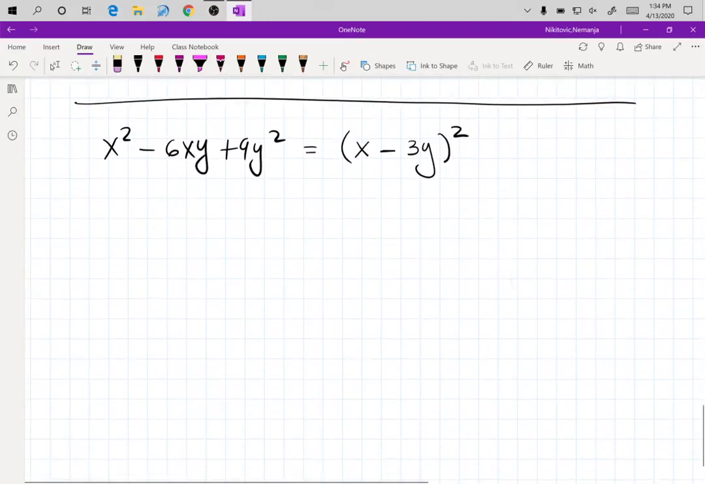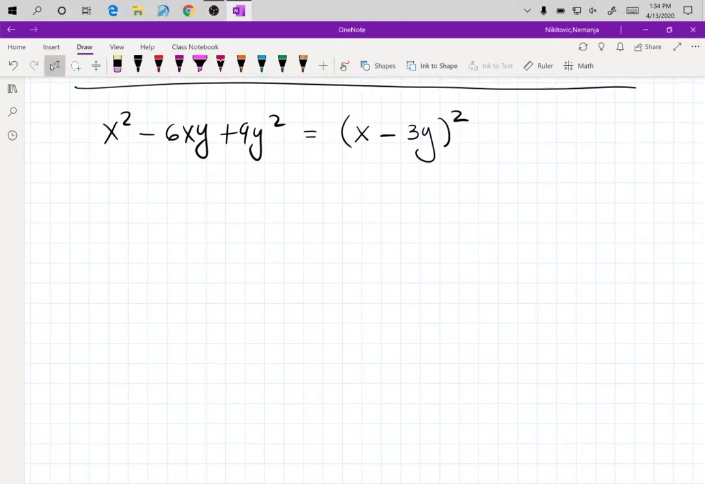Alright, cool. So, check the middle term, and what do we get? You just multiply these guys, so 2 times x times negative 3y, because those are your a and b, right? So just multiply those two, because you are recreating 2ab, which is the middle term. Is this good? Yeah, that's negative 6xy. Good to go.